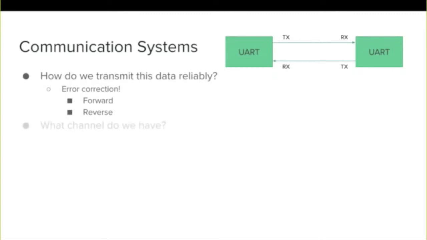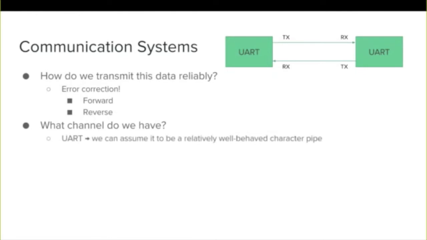Okay, so what channel do we have? We have to understand what it is that we're communicating over. So in this case, we're going to be using a UART, which is a universal asynchronous receiver transmitter. You don't have to know what that means. Just pretend like it's that pipe that I was talking about, right? It's a perfect tube. I send something in one end, it comes out the other. I don't really care how that happened. It just happens, all right? It's not perfect. It's well-behaved, but it's not perfect, okay? And so we can't assume that it's going to be 100% accurate, but we can assume that it's reasonably accurate.